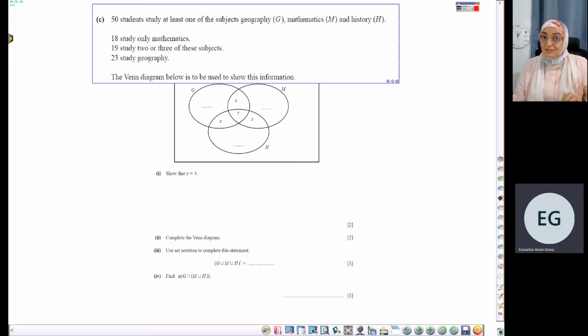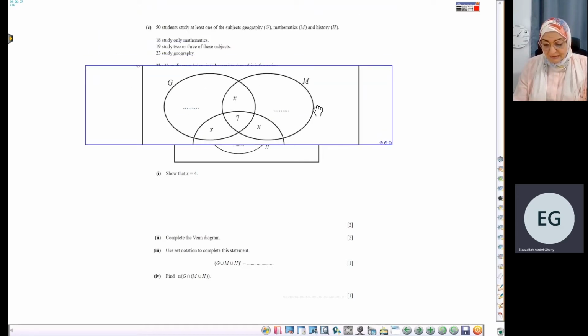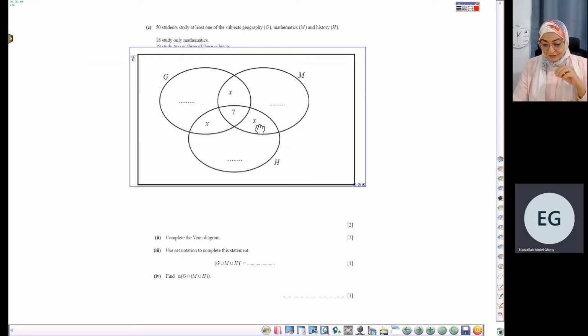And mathematicians, when they give you any information, you should use it. Nothing is useless. The first information is easy. 18 students study only mathematics. Only mathematics, it means this area. All these students study mathematics, okay? But this X is the number of students who study geography and mathematics. This X means the number of students who study both mathematics and history. This X means the number of students who study both geography and history. But these 7 students, they study all the 3 subjects.